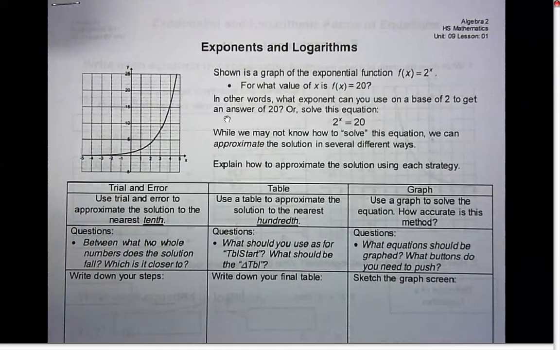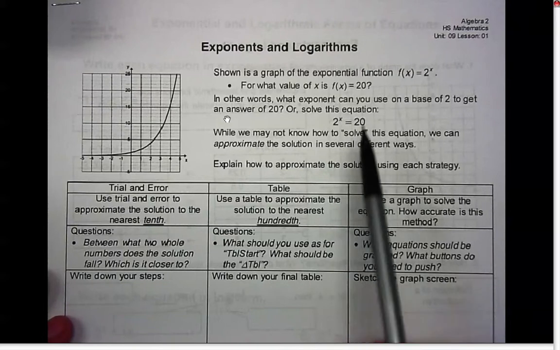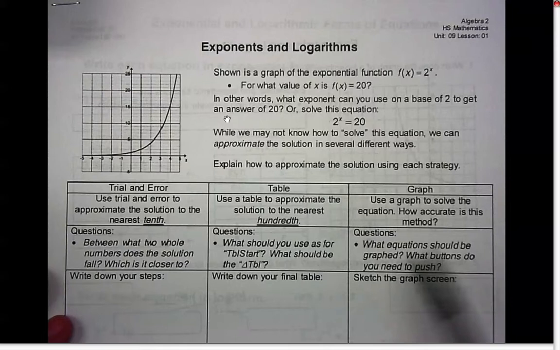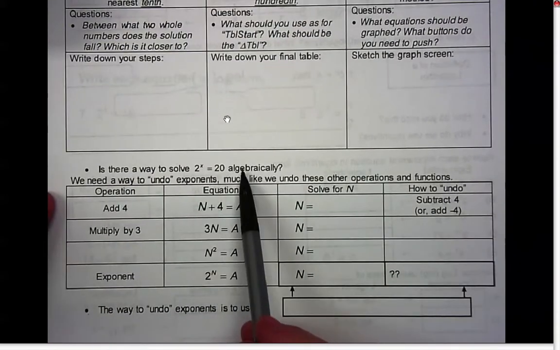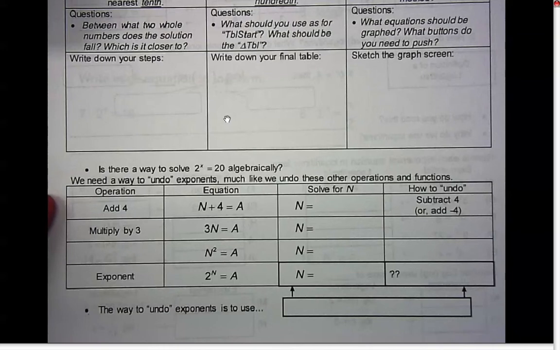Okay, we're on Exponents and Logarithms Part 2. We just solved 2 to the x equals 20 by trial and error, by a table, and by a graph. Now we're going to see if we can do it algebraically. Right now we need a way to undo that exponent, and we don't really know what that is yet. But we're going to see how we do other operations that way.